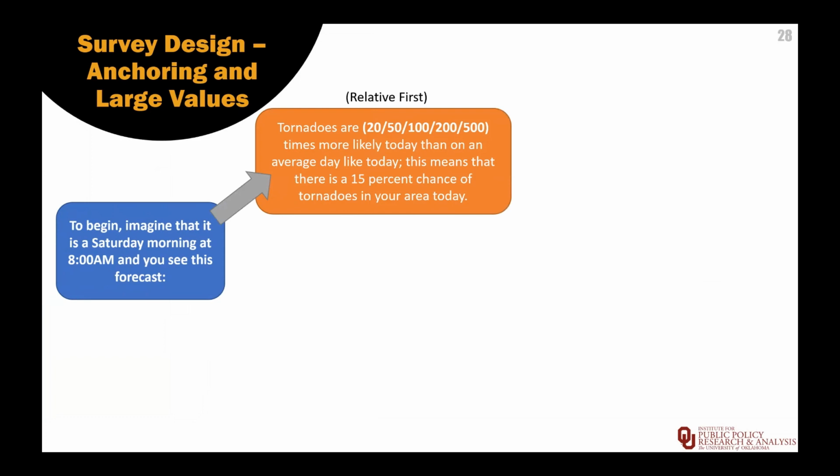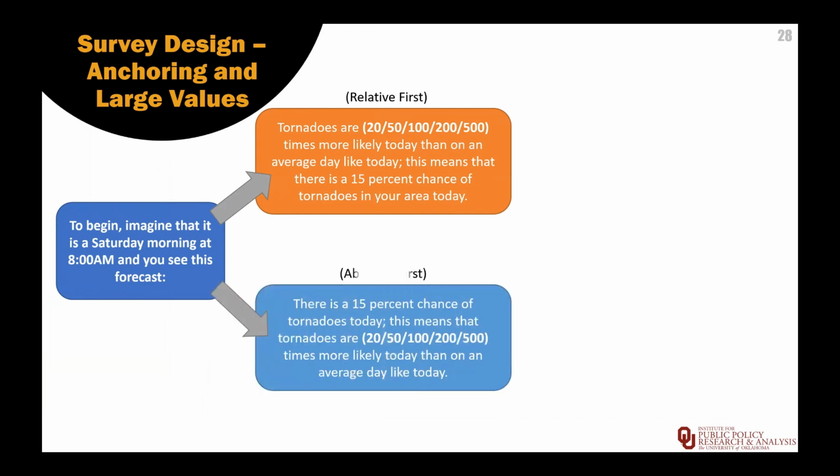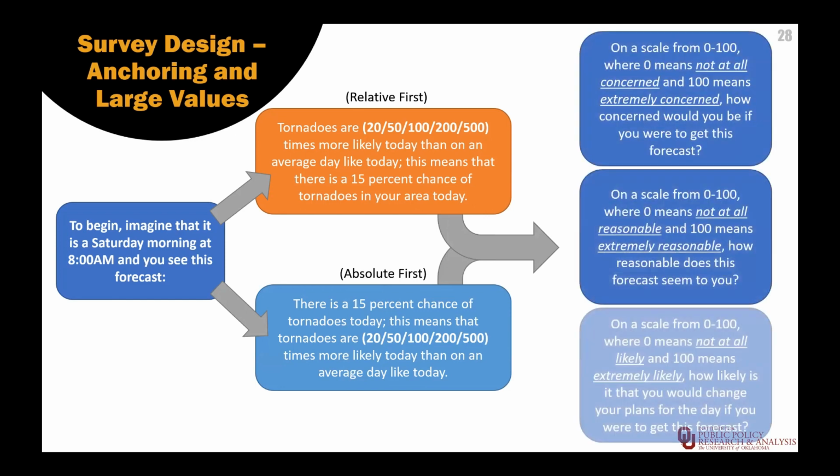The first 5 groups were shown relative risk information first, which is a larger value of either 20, 50, 100, 200, or 500. Followed by the absolute risk information, which is a 15% chance of tornadoes in your area today. It was 15% for all the groups that saw this information. The second group of 5 saw the absolute risk first, which again is a smaller number than all of the relative risk values.